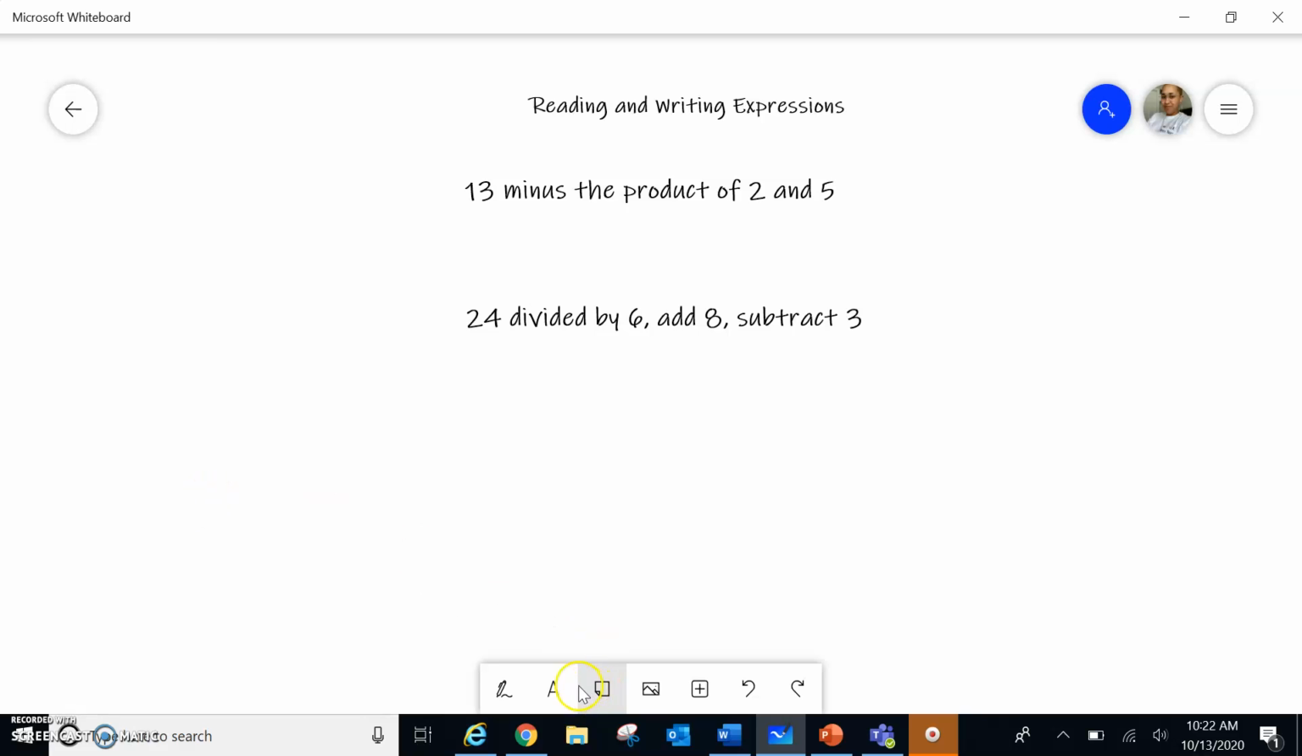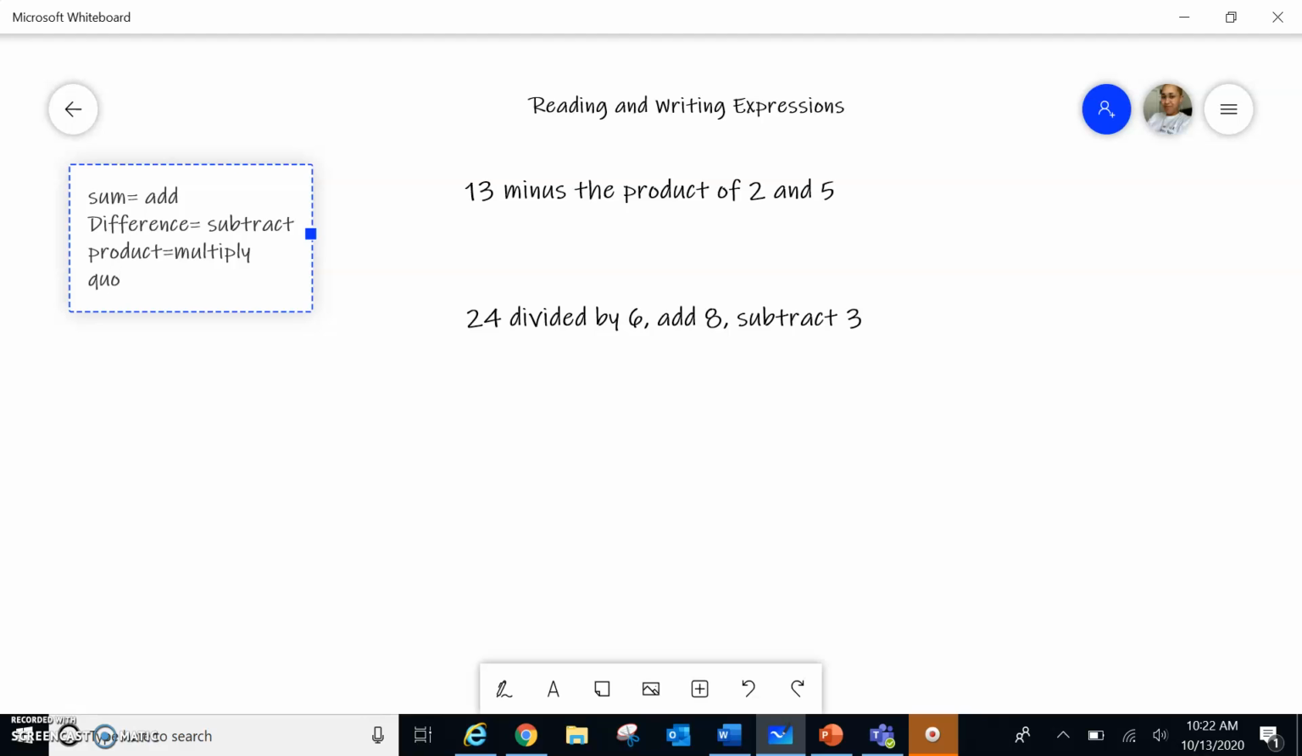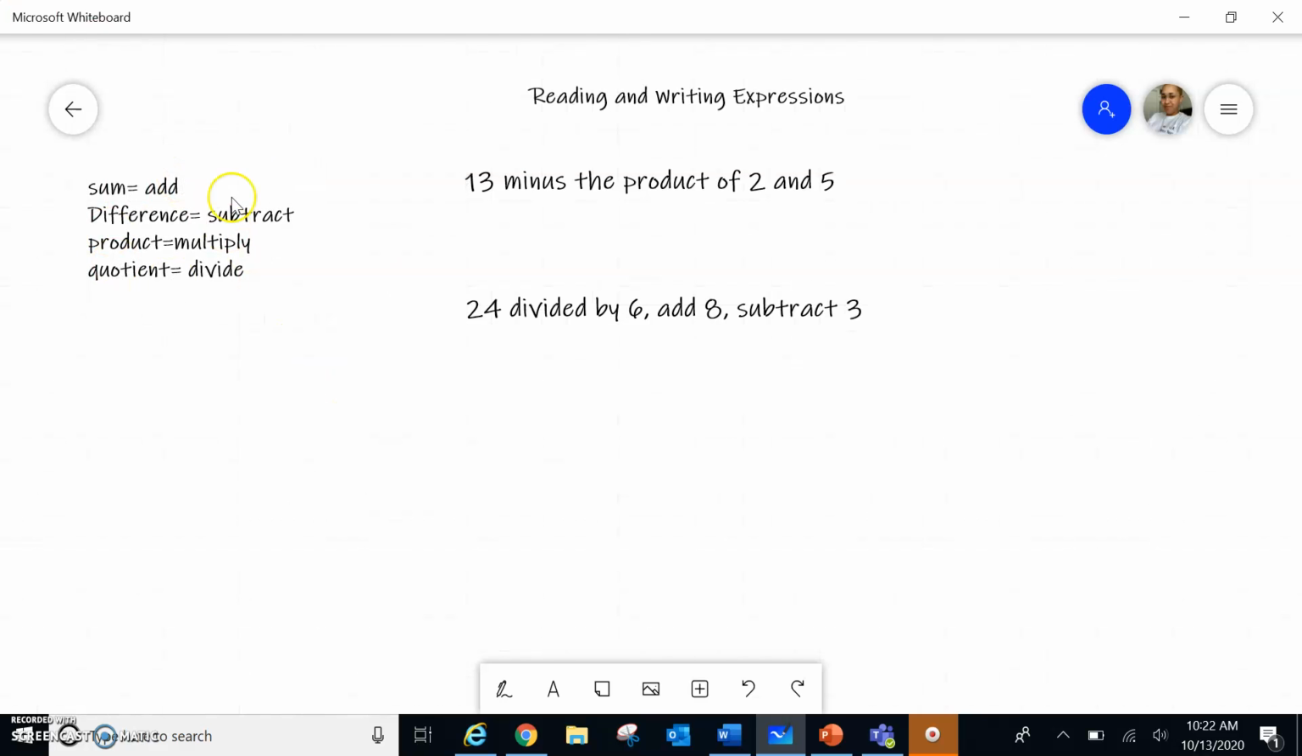The first thing I want us to talk about are our keywords or vocabulary that we need to know. So we'll put this over here. You may see these words. So sum, which we know means to add, difference means to subtract, product means we're multiplying, and quotient means we're dividing. Alright, so we're just going to keep that here just to help us remember.